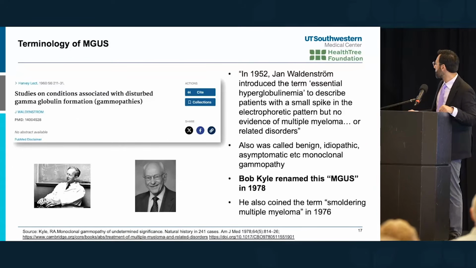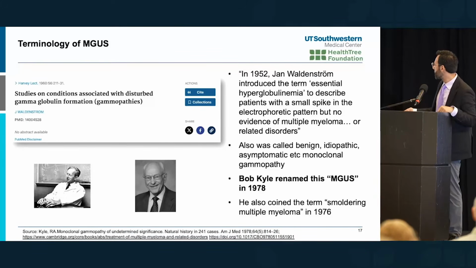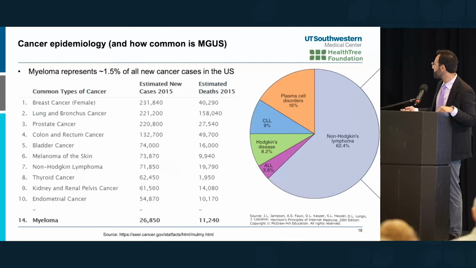And smoldering myeloma was then an acknowledgement that there are some people who had too much M protein, I'll put that in quotes, or too many cells making it to just say it was MGUS. But again, they weren't sick enough, quote unquote, to say they had conventional, active, symptomatic myeloma. So he created kind of this intermediate state of smoldering myeloma.